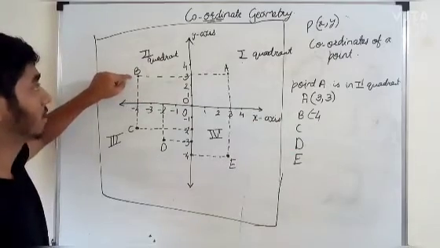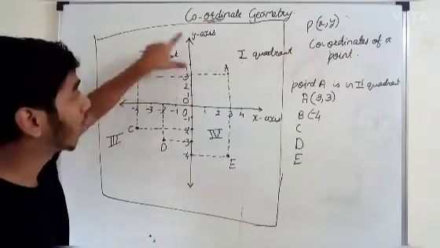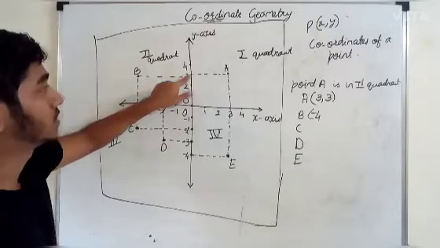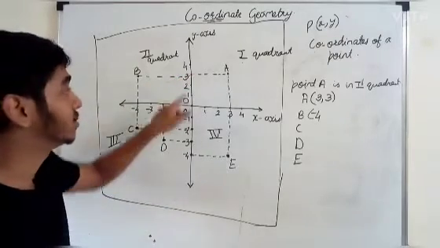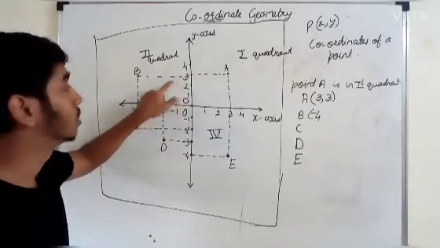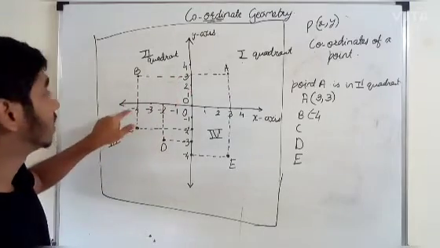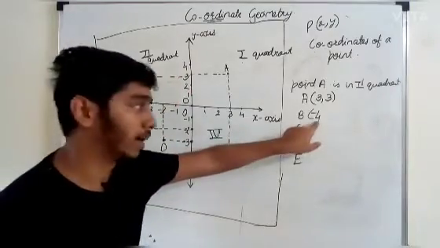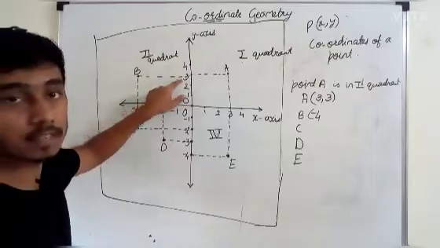Then if you see point B on the y-axis, where does it touch? It touches at 3. Correct? Just 3, not -3. So we need to be careful about that. On the x-axis it touches -4, so I wrote -4. And on the y-axis it touches at 3.